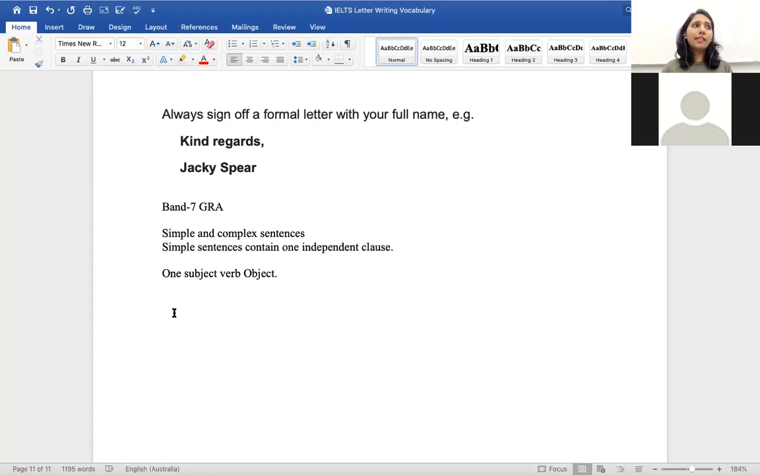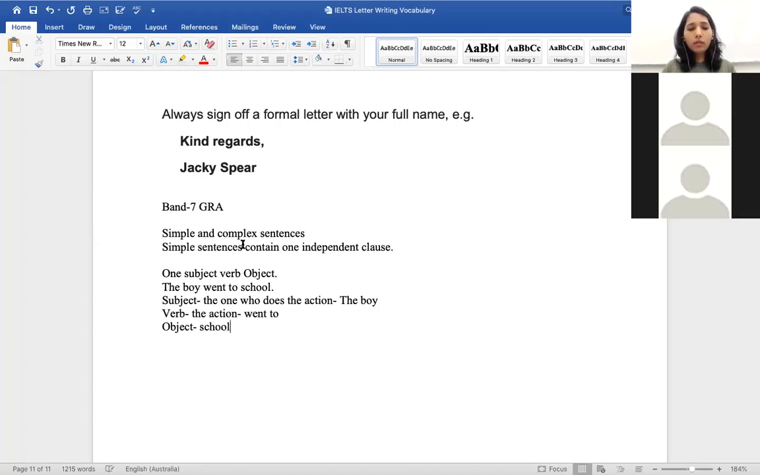So for example, if there is a sentence like the boy goes to school, or the boy went to school. So the subject here is the one who does the action. So who is the one who is doing the action? It's the boy. So this is our subject. What is the verb? Verb is the action. So here the action is went to. This is the action. And then lastly, we have the object. Object is the one upon whom the action is performed, or the one who is being affected by the action. So it is the school. Went to school.